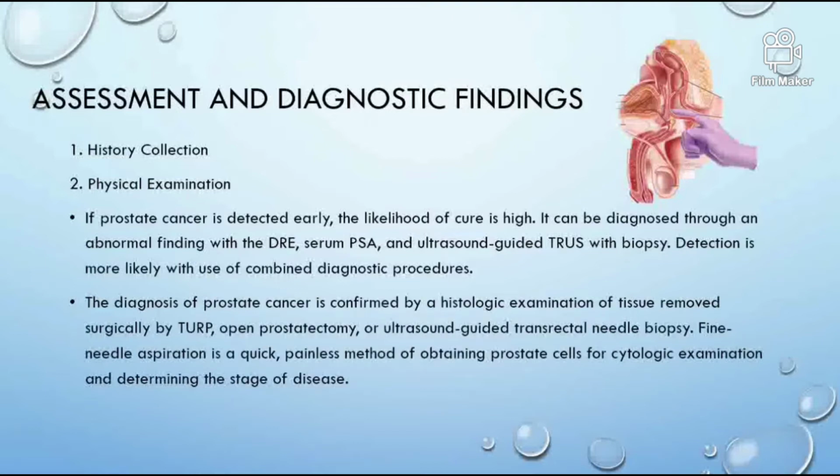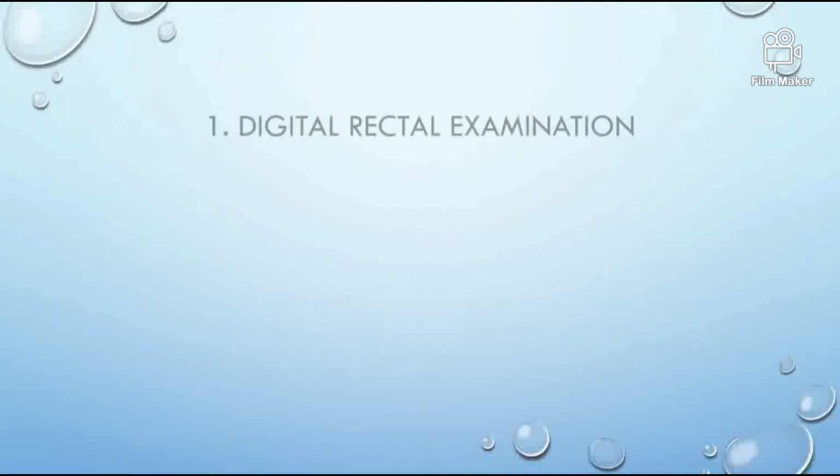The diagnosis of prostate cancer is confirmed by histologic examination of tissue removed surgically by TURP, open prostatectomy, or ultrasound-guided transrectal needle biopsy. Fine needle aspiration is a quick, painless method of obtaining prostate cells for cytologic examination and determining the stage of the disease.